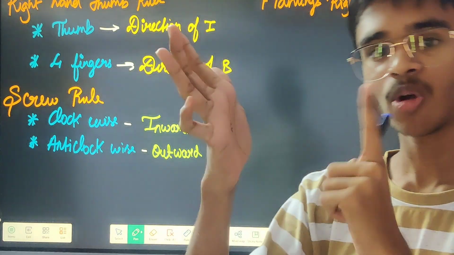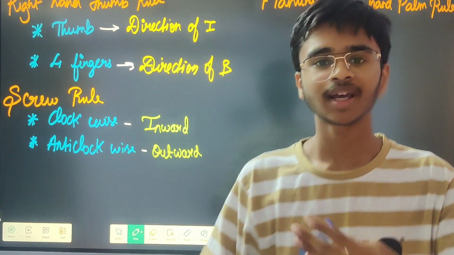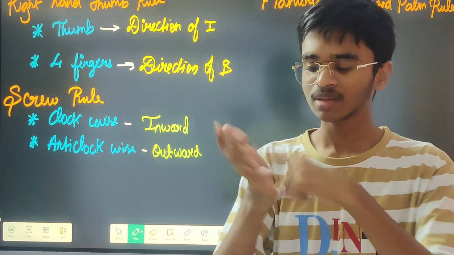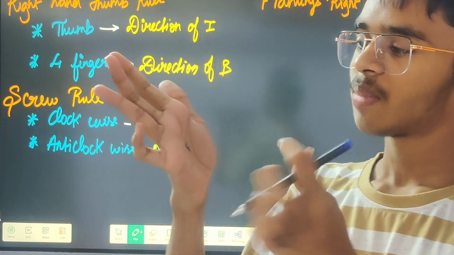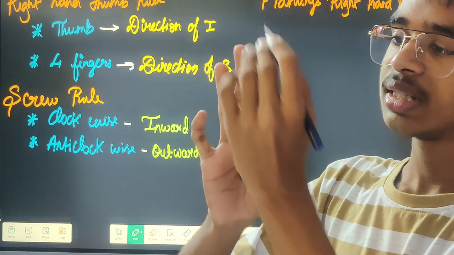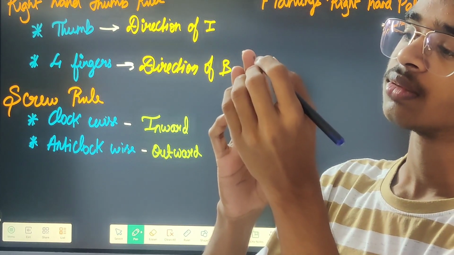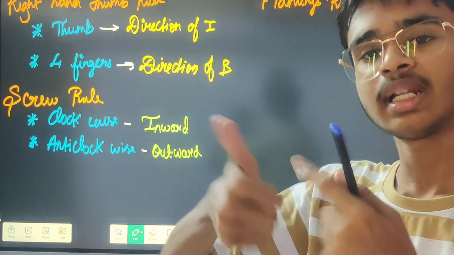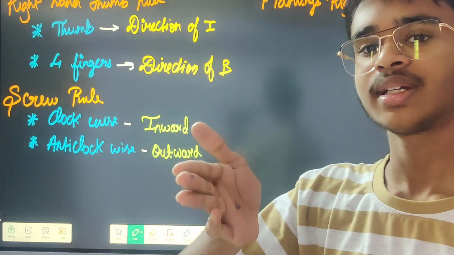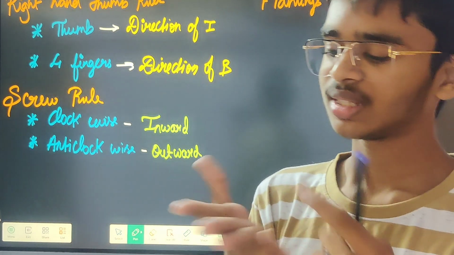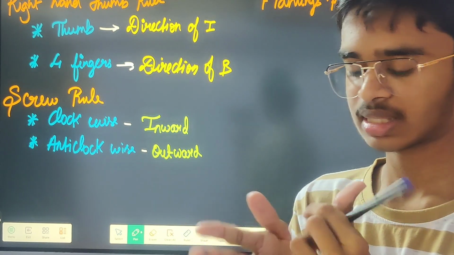Okay, a magnetic field will also produce some sort of force, like how we have an electric field and then we have force, the attraction force. Then these four fingers always indicate the magnetic field. Always. Also in the right hand palm rule, it indicates only the direction of the magnetic field. Then this thumb indicates the current, just like this.